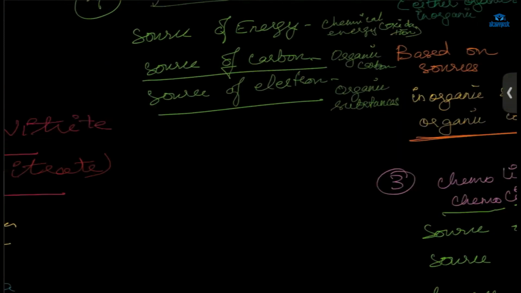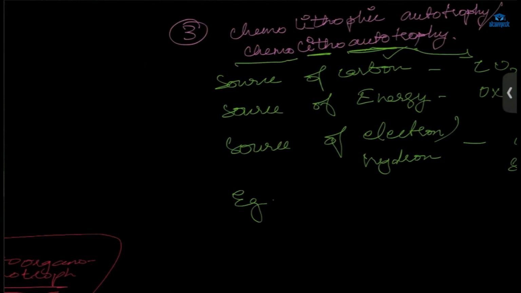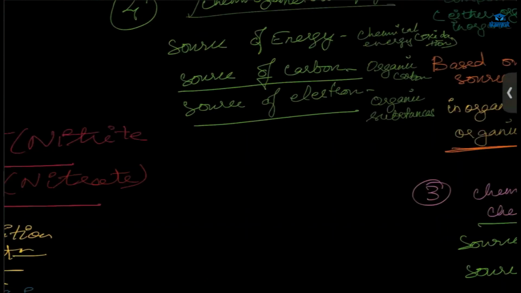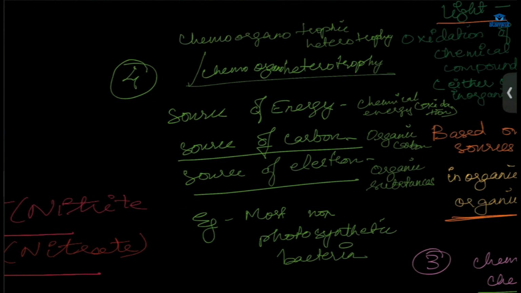We just have to know the source of carbon. In the third, we have not given the example. Here, examples are nitrifying bacteria, from the nitrogen cycle. For fixing of the nitrogen, we have nitrifying bacteria. So that is one example. And for chemoorganoheterotrophy, we have most of the non-photosynthetic bacteria. Got it?